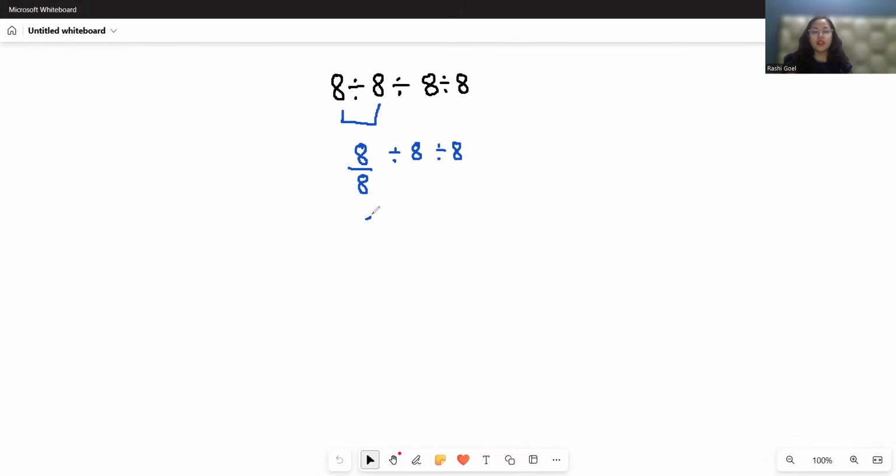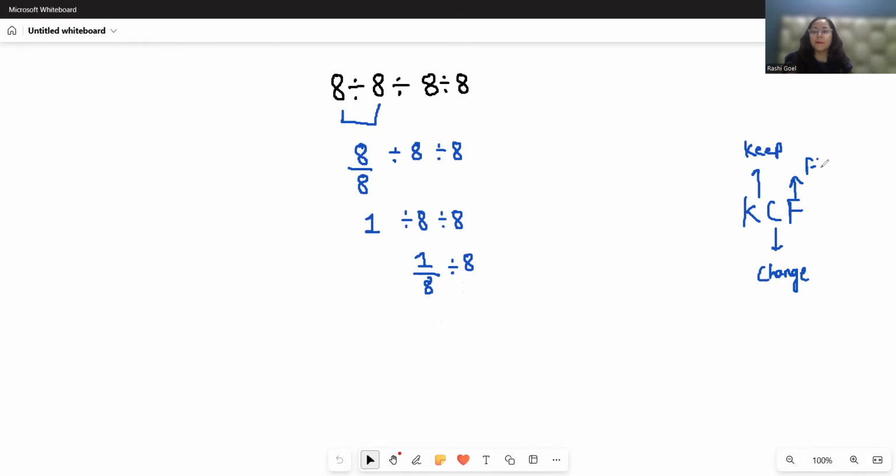Now 8 divided by 8 is 1, divided by 8 divided by 8. Now 1 divided by 8 divided by 8. Here we are going to use the KCF rule, where K stands for keep, C stands for change, and F stands for flip. So what does it mean? Keep the left-hand digit, change the symbol, and flip the right-hand digit. So this gives us 1 by 64, which is the correct solution of this expression.